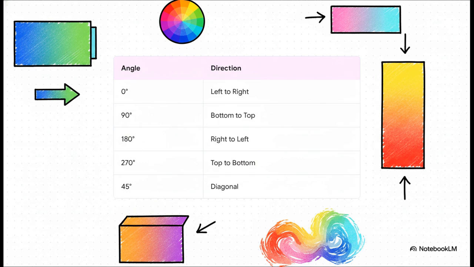Now, for those linear gradients, the angle is everything. Just look at how it works. 0 degrees gives you that classic left-to-right flow. 90 degrees goes from bottom to top. And something like 45 degrees gives you that really nice diagonal look. It's so simple to just slide it around and get exactly what you're picturing in your head.